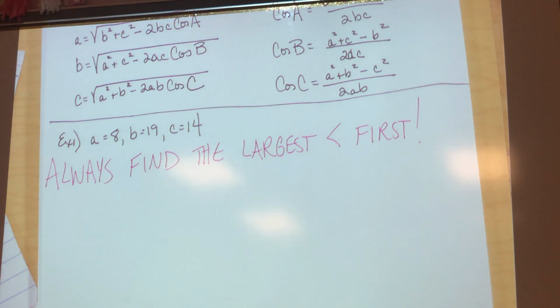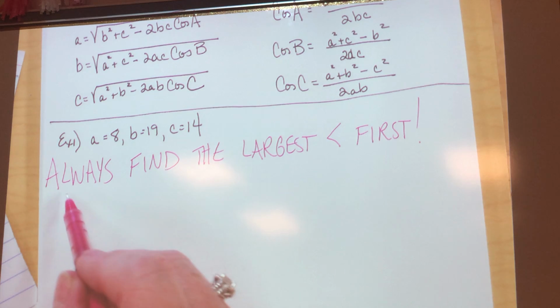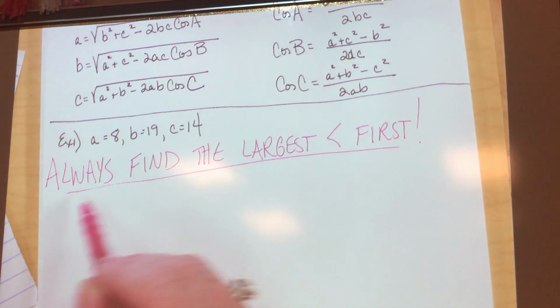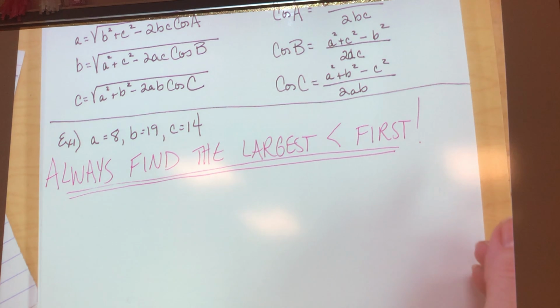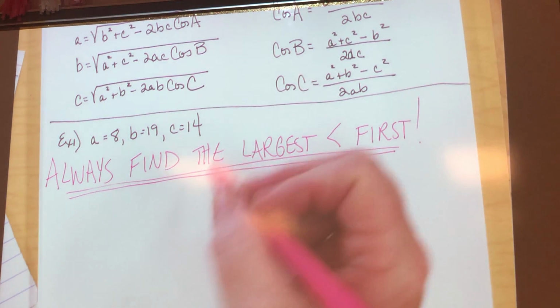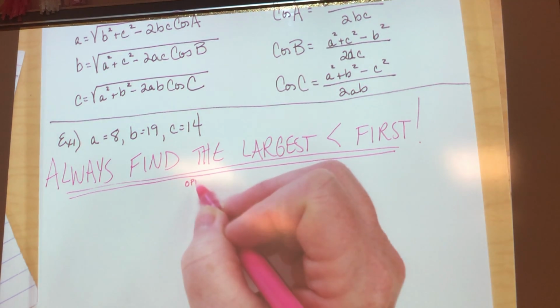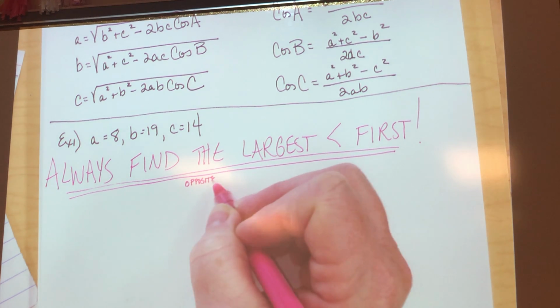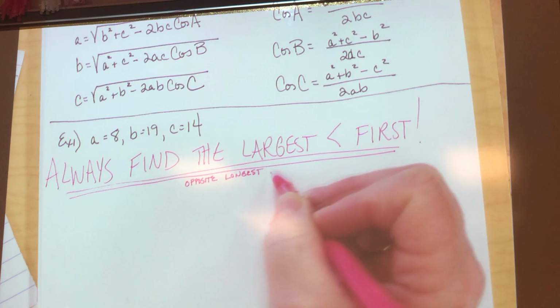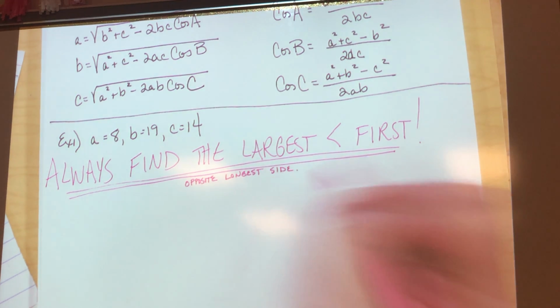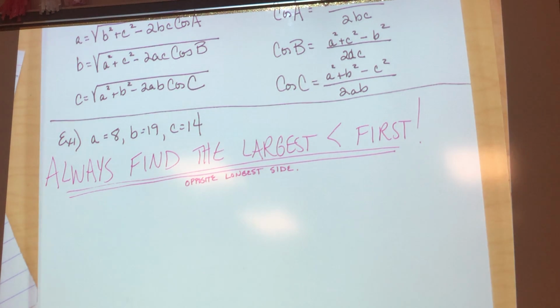Okay? You will always find the largest angle first. So how am I going to know which is the largest angle? The largest side. He's going to be opposite the longest side. Yeah, that makes sense. You learned that in geometry. The largest angle is opposite the largest side, and the smallest angle is opposite the smallest side, which makes the medium angle opposite the medium side.